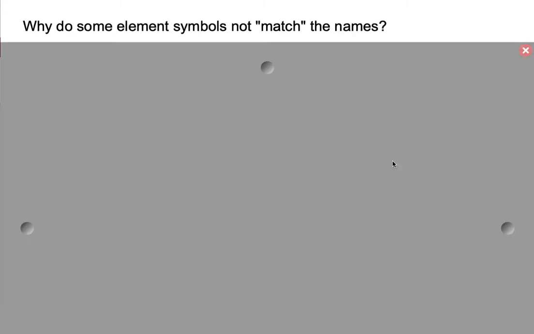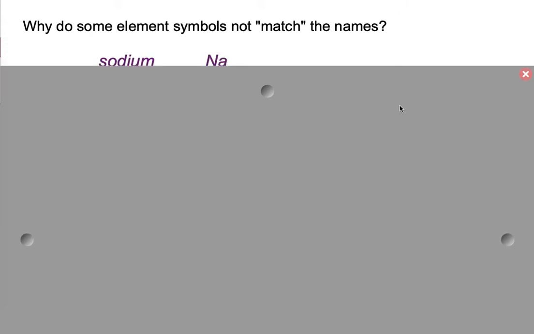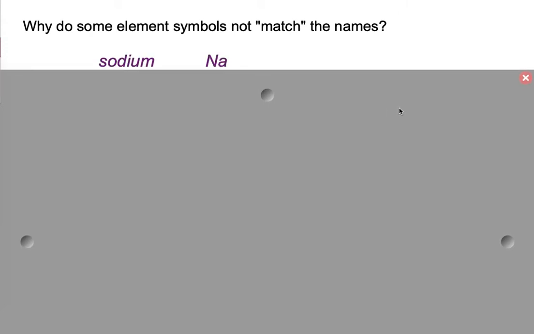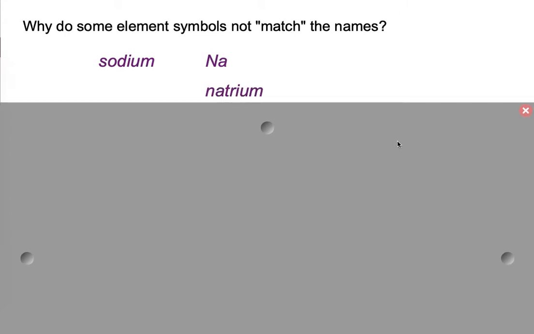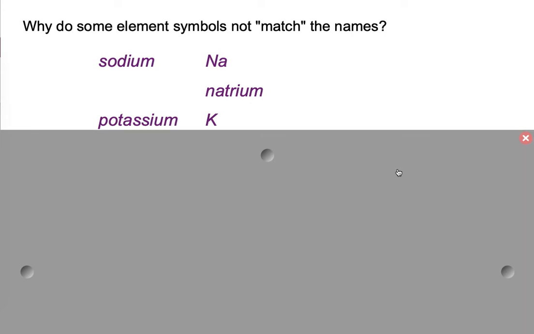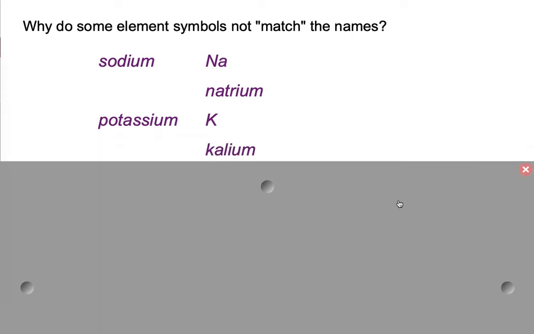Pd for palladium makes sense, as does C for carbon, N for nitrogen, O for oxygen, and so forth. But what you see is that some element symbols don't seem to match up with the name that we use. And that's because many of the element symbols are based on the ancient Latin or Greek names for the elements. Here are some fun examples. Sodium has the symbol Na because the ancient Latin name for sodium is natrium. Likewise, potassium, the symbol is K from kalium.